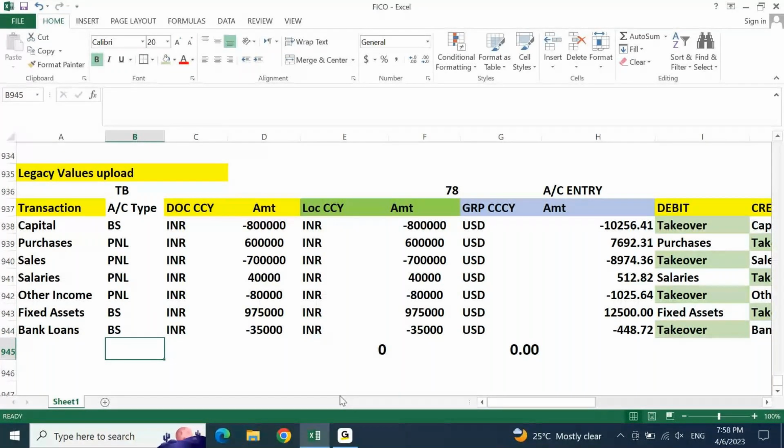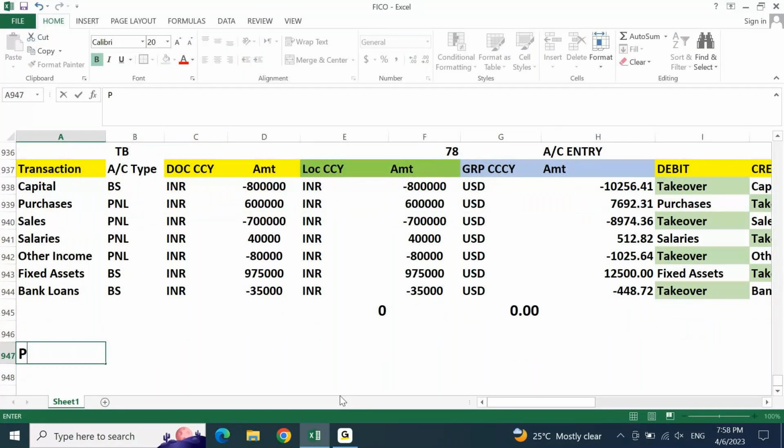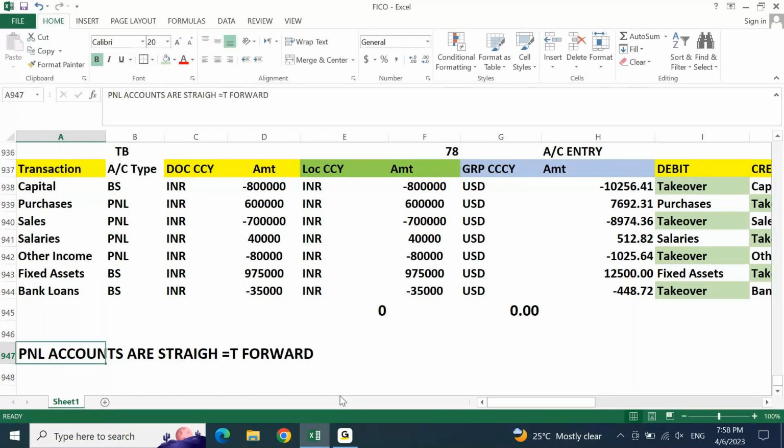This is the first thing that you'll have to identify from your trial balance. Identify how many balance sheet accounts you have, how many P&L accounts you have. Now from here, P&L accounts are straightforward. When I say straightforward, we can directly upload P&L accounts.